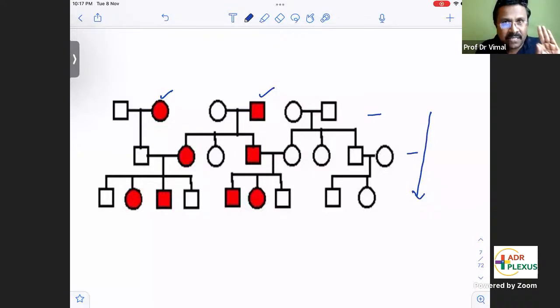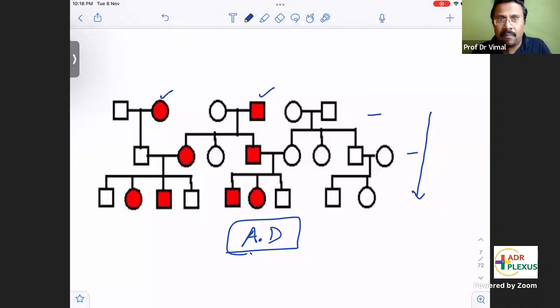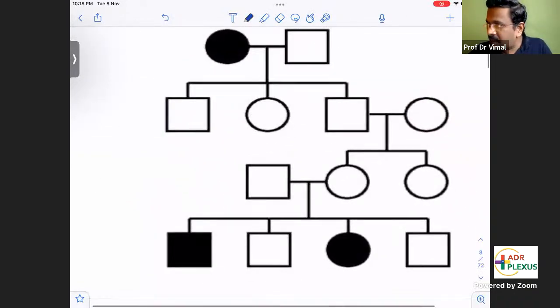So please remember these three points: vertical pattern of inheritance, no skipping of generation in every generation, and both males and females are affected. This pattern of inheritance is autosomal dominant inheritance. Now let's see this pattern of inheritance.